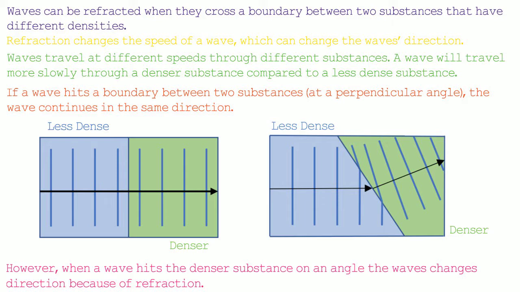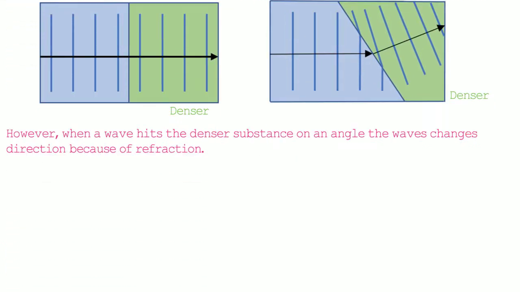Our wave is travelling in a rightwards direction. As the wave travels right, the top part of the wave hits the denser green substance first. This results in the top part of the wave slowing down, and this causes the wave to change its direction, whereby it moves in a more leftward direction.